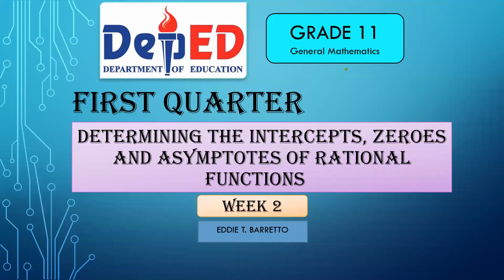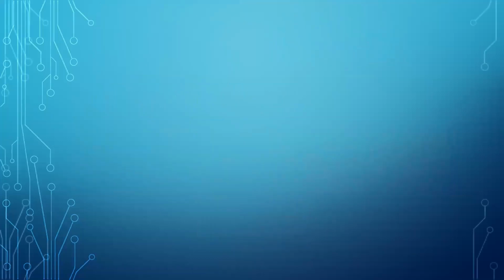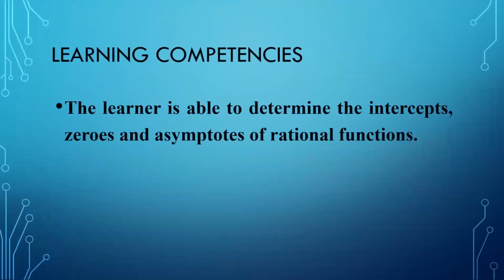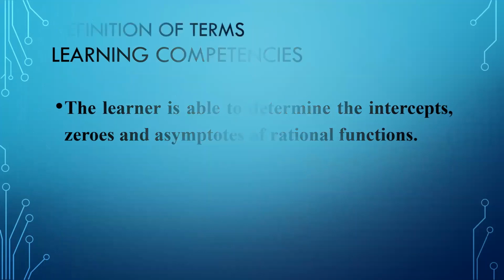Let's talk about numbers. For today's lesson, we will discuss how to determine the intercepts, zeros, and asymptotes of the rational functions. We have here the learning competencies. The learner is able to determine the intercept, zeros, and asymptotes of a rational function.